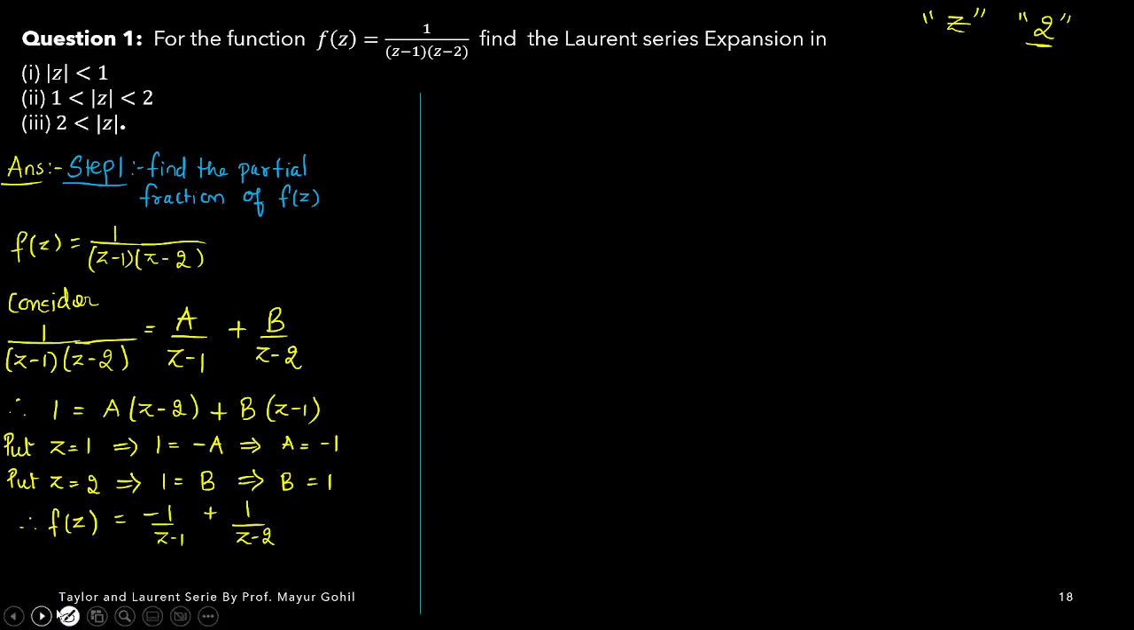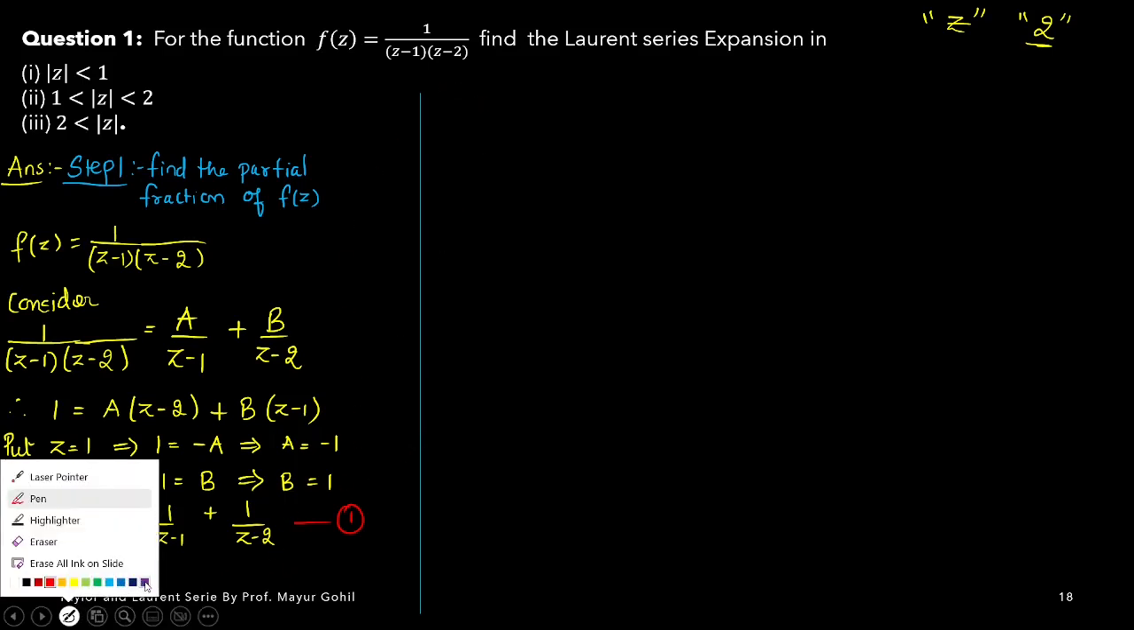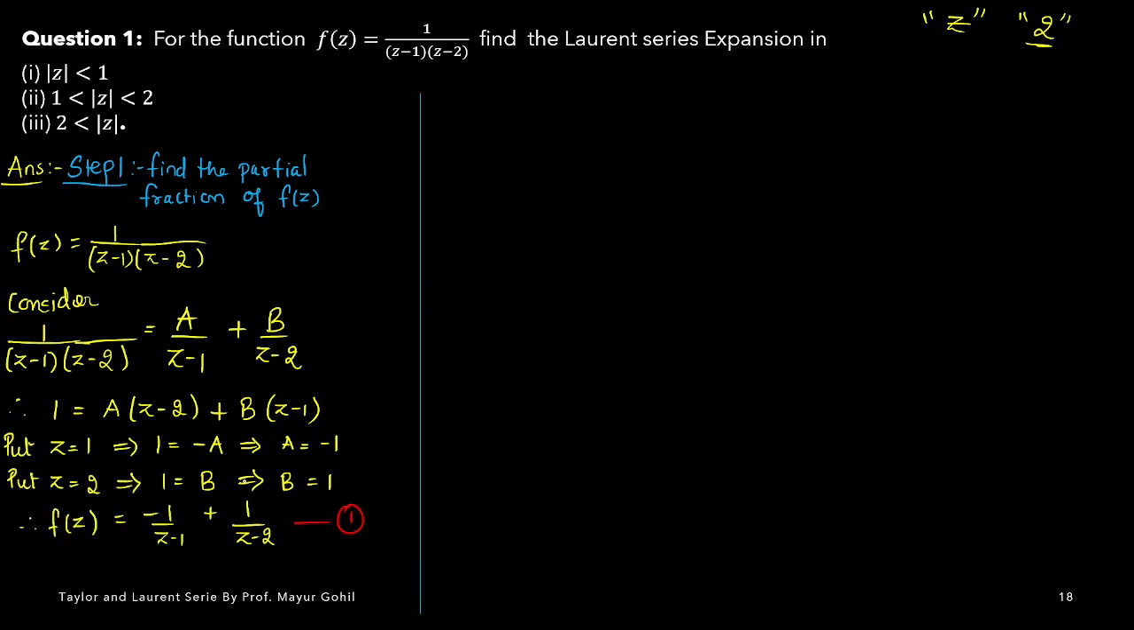So this is very important. I'll put a red mark here, 1. This is the function that I am going to consider. Now comes the case number 1. So let us go for the case number 1. I'll use this green color, case 1.